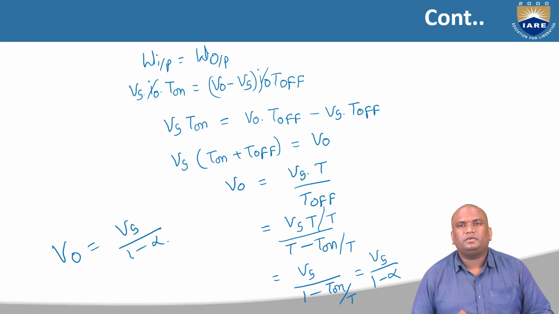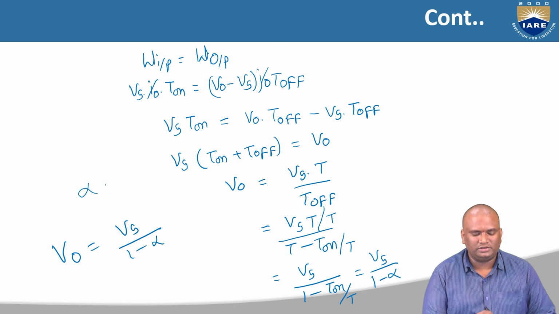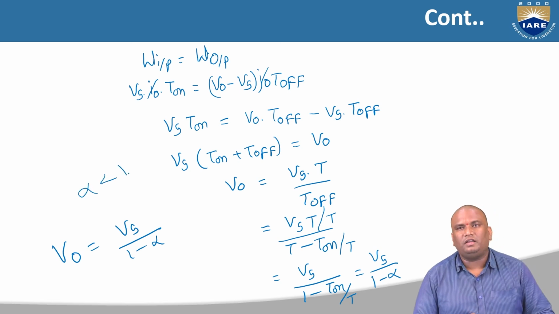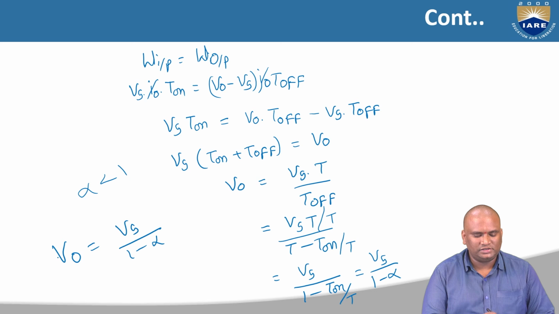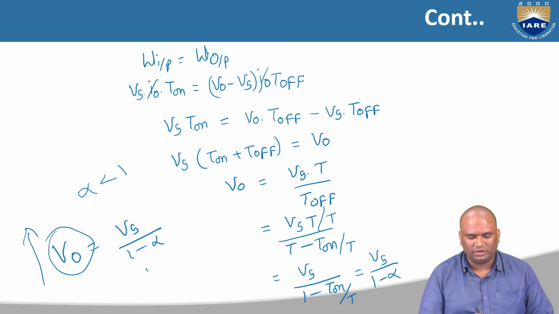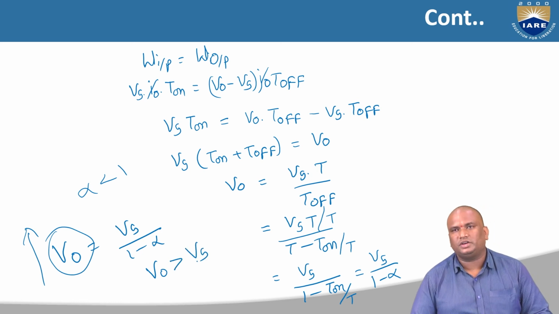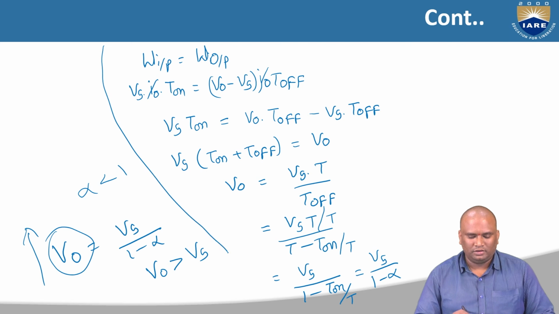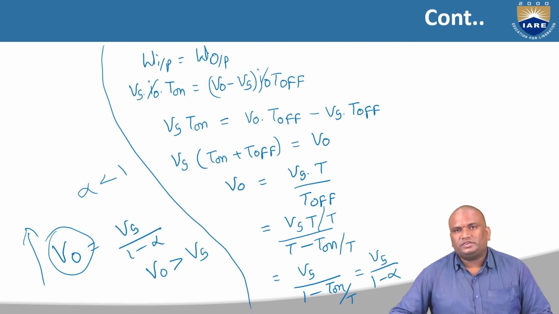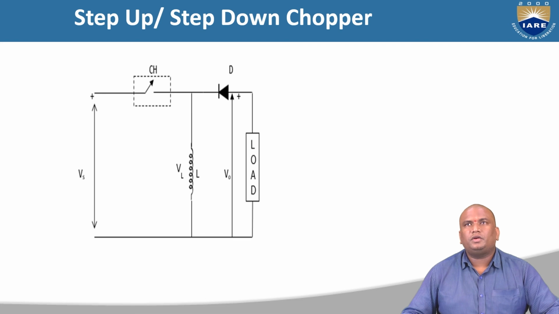And as we have discussed, the alpha value is always less than 1. When alpha is less than 1, the output voltage will always be greater than the Vs voltage. With this equation, we can say that we are going to get an output voltage greater than the input voltage. Now we'll move on to the step up/down chopper.